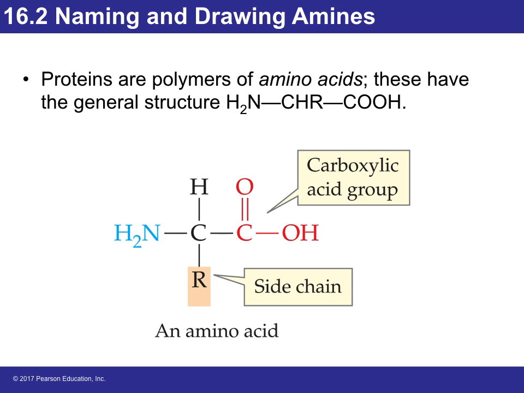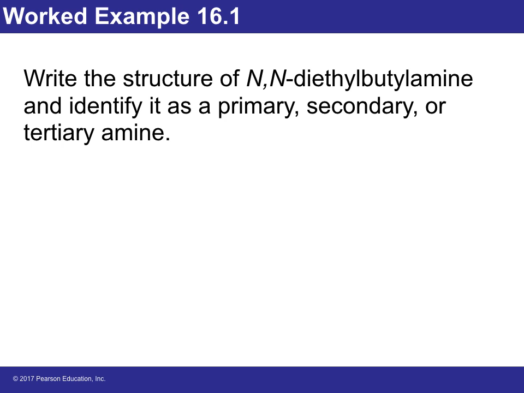And what I want you to look at here is to recognize you have a carboxylic acid group, COOH. We're going to study those later. A side chain R, and then you have the H2N or NH2, which is characteristic of an amino acid.